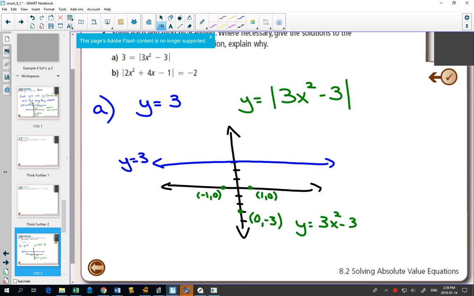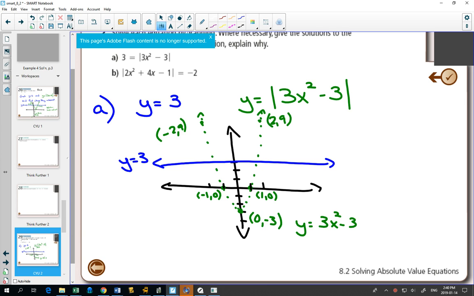Then you're going to go over 1, up 9. So next you'll go over 1, up 9. So we'll have the points 2, 9 and negative 2, 9. So this is my parabola. I'm drawing it with a dotted line to begin with, because we want to graph the absolute value.